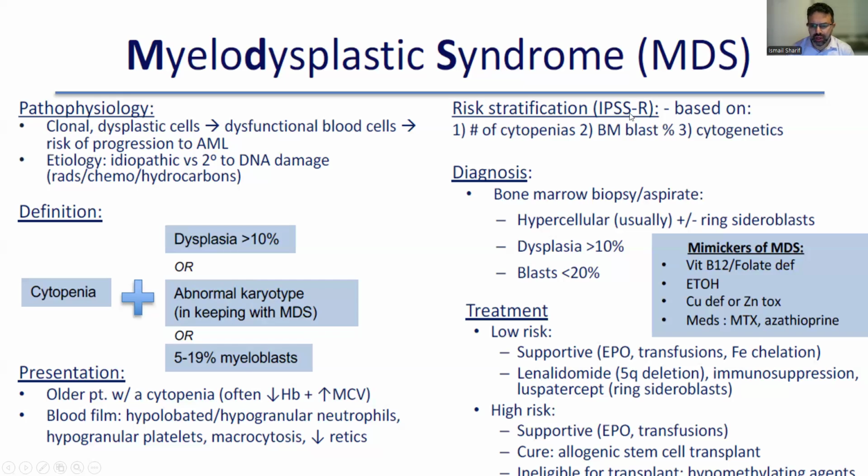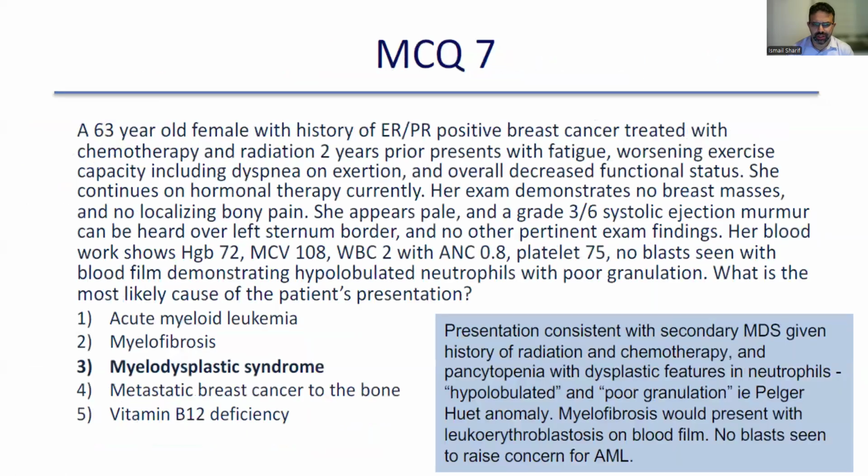So, according to the IPSS, revised IPSS score, if they're low risk, it might be just supportive care, but if they also have what we call a 5q minus deletion, we treat those patients with lenalidomide. For high risk disease, we can still consider supportive care, but stem cell transplant is the best for patients who are young and fit. If they're not, then what we do is a hypomethylating agent, a DNA agent like azacitidine or decitabine.